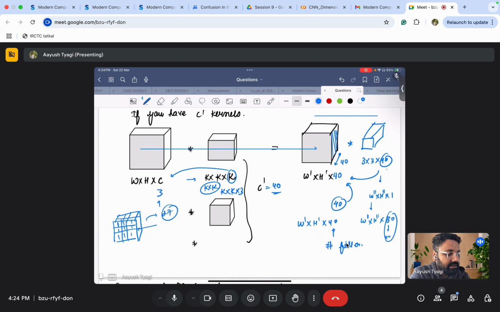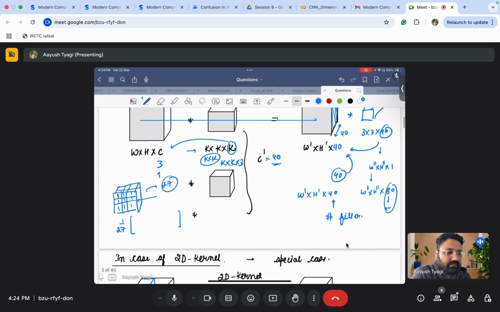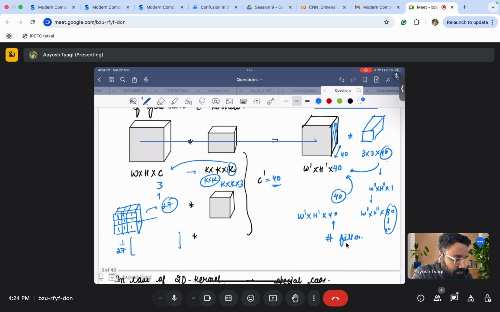What you were doing is multiplying this. Yeah, so 1 by 27 will be a normalization factor, and for every parameter you will be convolving it with your input. Yes, this is clear, right? Now let us see what will happen in the 40 channel case. This is your 2D view.